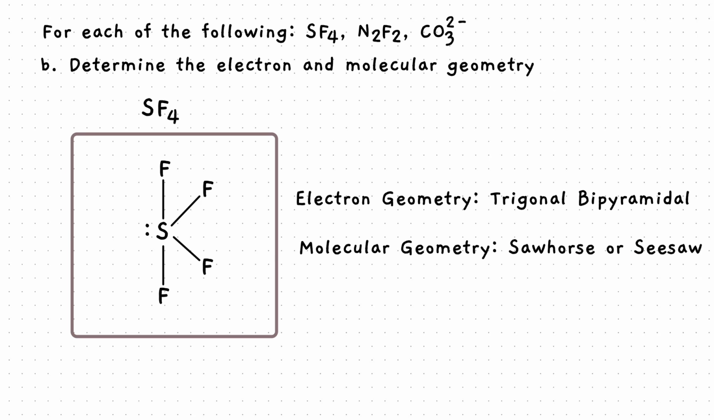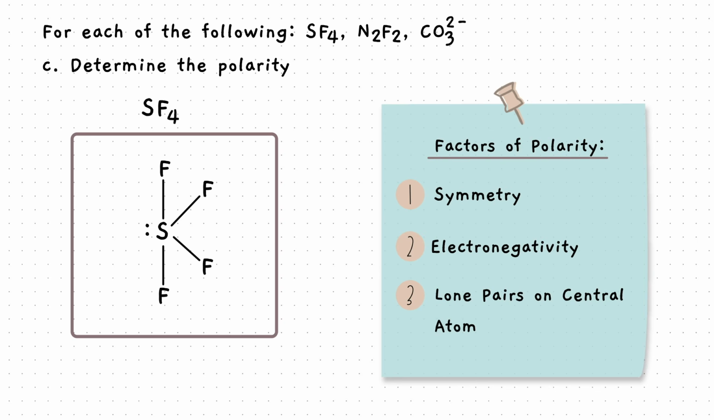This is our answer for part B. Part C is polarity. The 3 factors used to determine the polarity of a structure are symmetry, electronegativity, and lone pairs on the central atom. When there are lone pairs on the central atom, the structure is typically polar. Our answer here is polar.